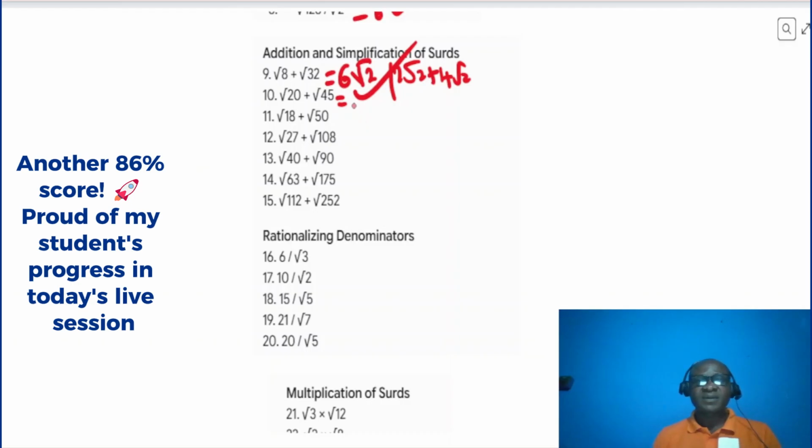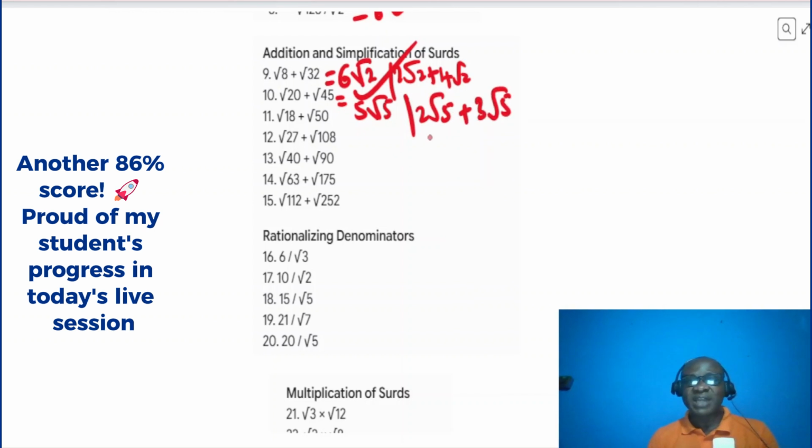Number 10, I got 5 root 5. Okay, let's see. Square root of 20 will give us 4 times 5, which is 2 root 5, plus square root of 45 is 9 times 5, which is 3 root 5. So the addition of the 2 will give us 5 root 5, which is correct.